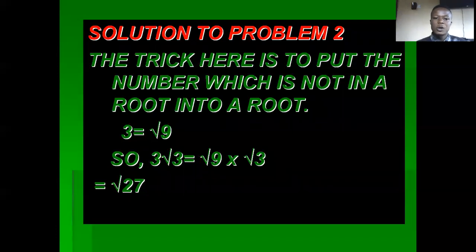So when you have 3 surd 3, the 3 that is outside, put it in a root form. So the 3 outside turns into square root of 9. Then multiply by square root of 3. And according to the rule guiding surds, square root of 9 times square root of 3 will give us square root of 9 times 3, which is giving us root 27.